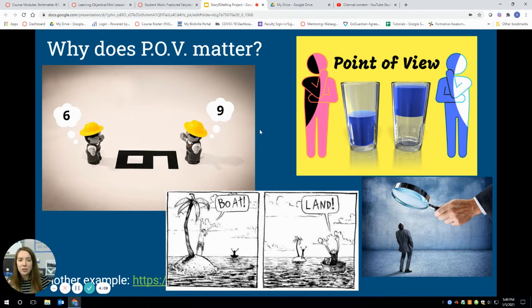Anyway, the point is that they see two different numbers, right? And neither one is actually wrong. Same thing with this boat and land. Same thing with the glass is half full or the glass is half empty. Point of view changes everything.